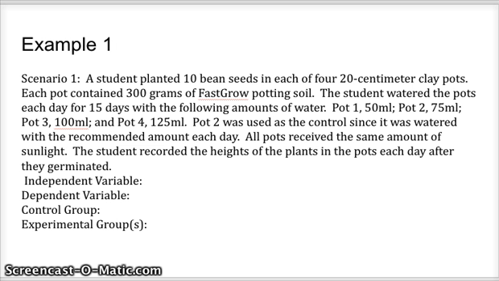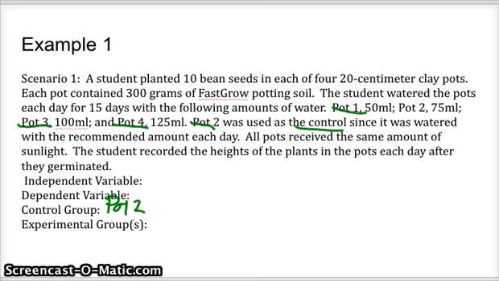All right, so let's do some practice. So example 1. All right, you guys can read that. I'm not going to read it. But if you look, the first thing I always do is I look for my groups. So if I look here, we have pot 1, pot 3, pot 4, and pot 2. All right, so there's 3 of them. Right here I tell you which one was used as the control. So pot 2 was used as the control because it was watered with the recommended amount. So since that was the recommended amount, that would be our control. So I'm going to put pot 2.